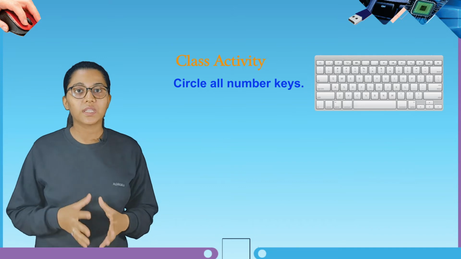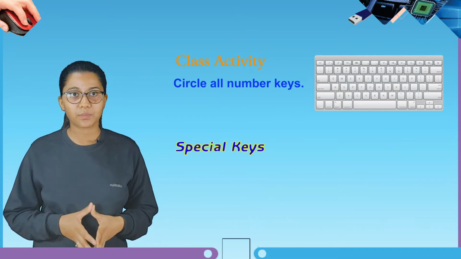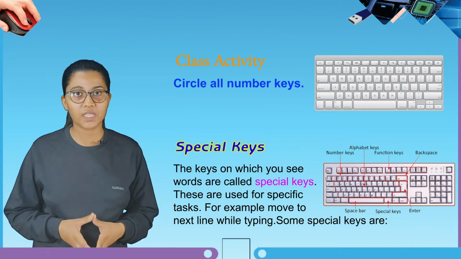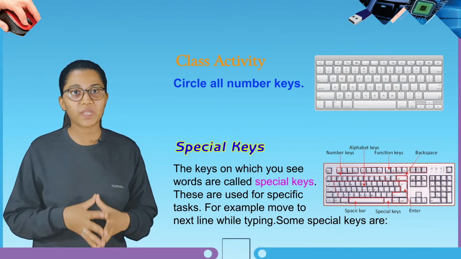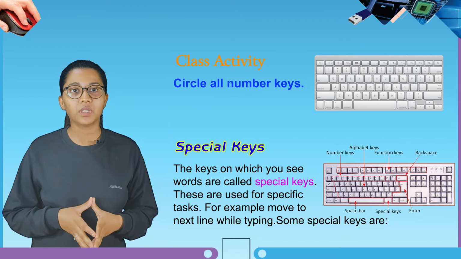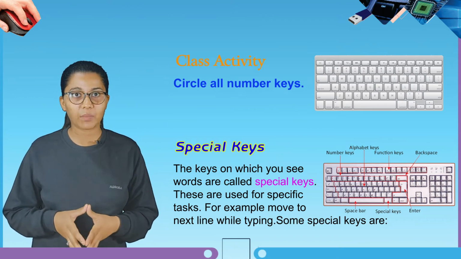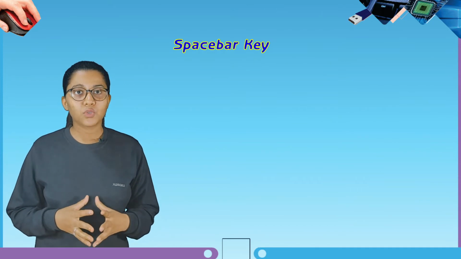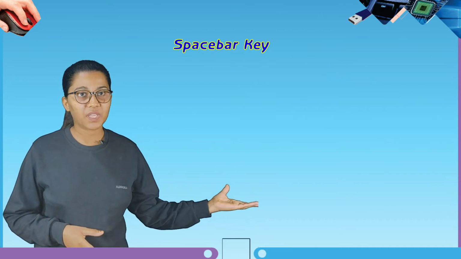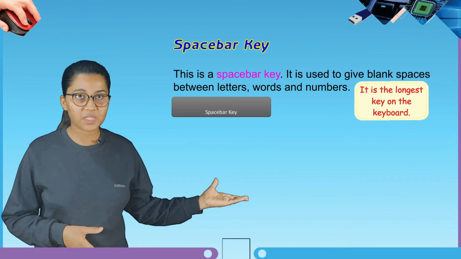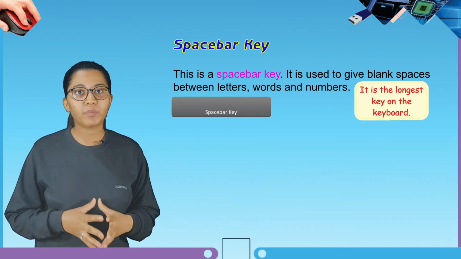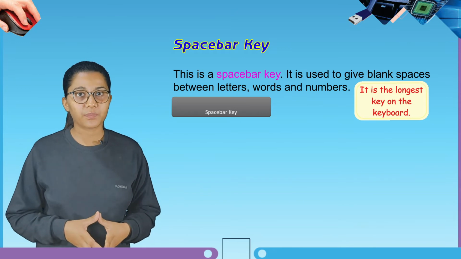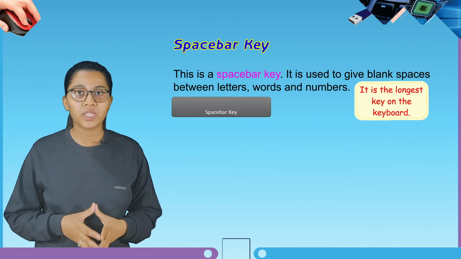So students, let's learn about special keys. The keys on which you can see words are called special keys. These are used for specific tasks. For example, move to the next line while typing. Some special keys are the spacebar key. So students, here you can see a spacebar key. This is the spacebar key. It is used to give blank space between letters, words and numbers. It is the longest key on the keyboard.